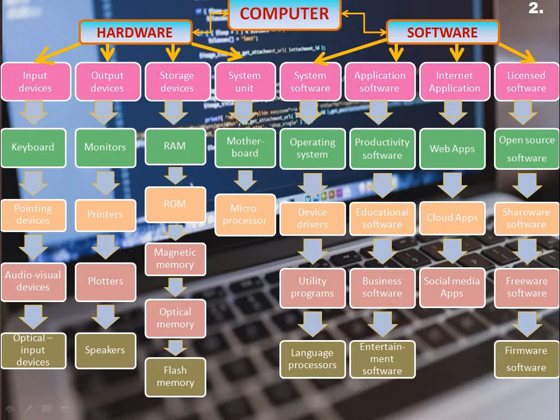Specifically, we will target the topic software. Software has two main types, but these types can be extended up to four. So these types are system software. System software includes operating system, device drivers, utility programs, and language processors. Then the second type of software is application software. It also has further extended types. Then the third type of software is internet application. It also has further extended types. Then the fourth type of software is licensed software. It also has further subtypes.